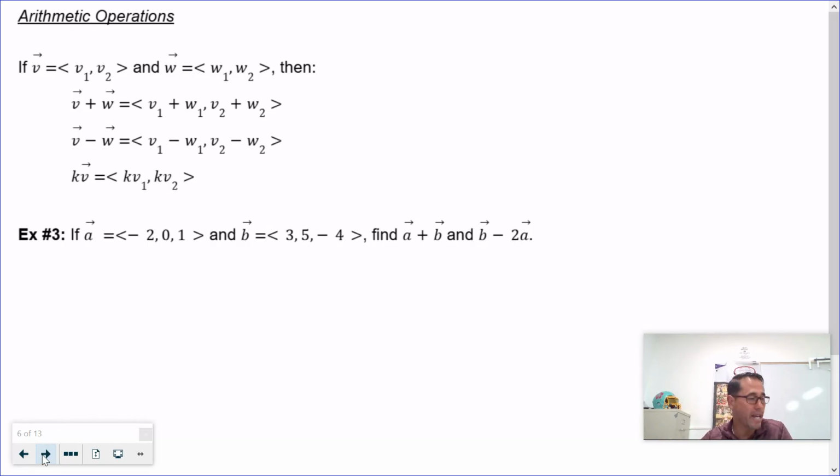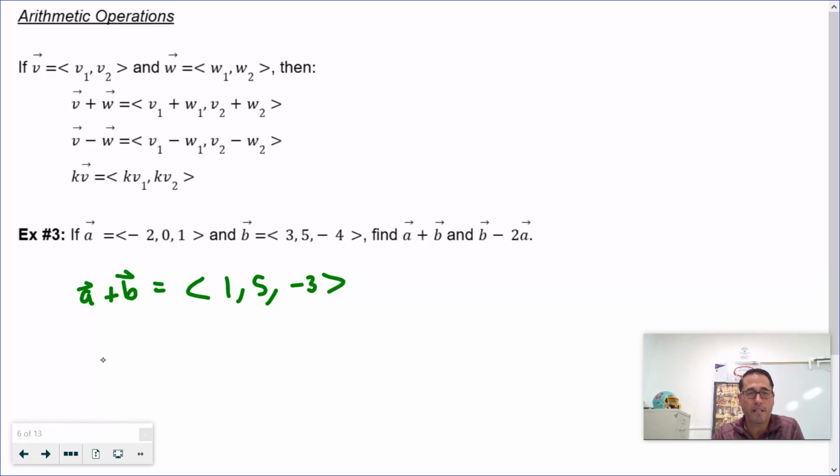Okay, so your job right now, once again, is to try these, hit pause, and let's see if we get the same answer. Okay, all right, so hopefully you tried it and you hit pause, but I'm simply going to add those two vectors together. I'm not going to show our work, right? We're in Calc 3 right now. If you do everything correctly, you should get 1, 5, and I'm adding these, so negative 3. And then b minus 2a. If you do that correctly, you should get b minus, and you're going to double that.